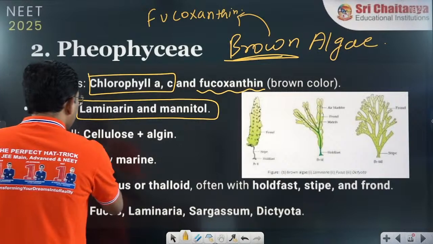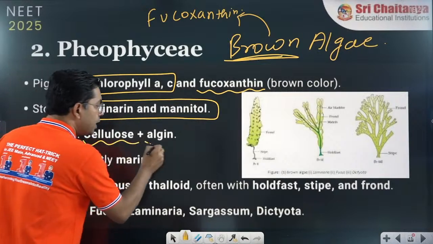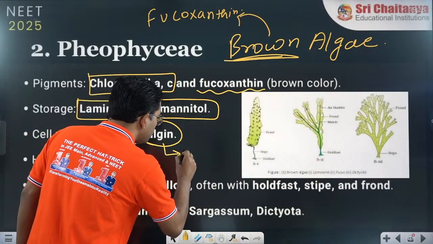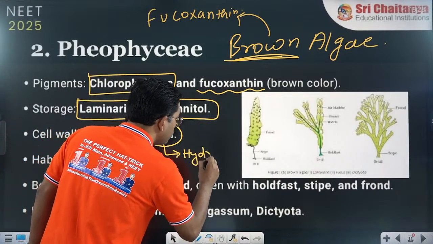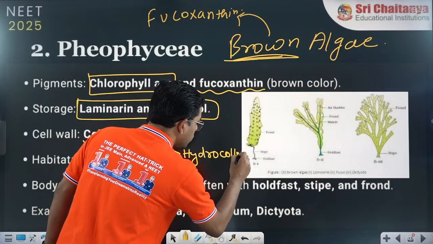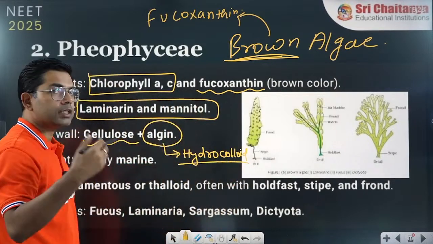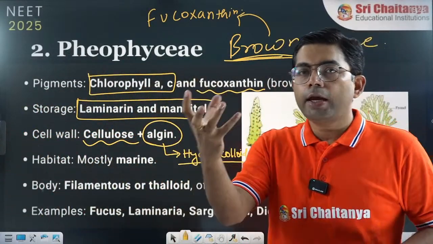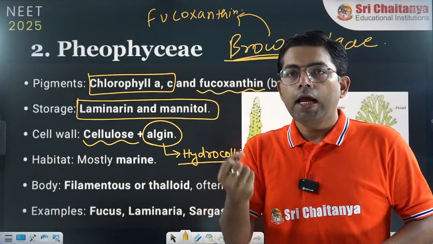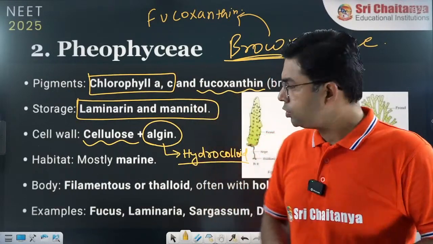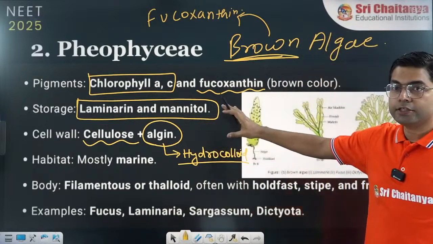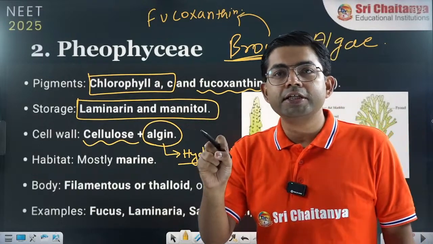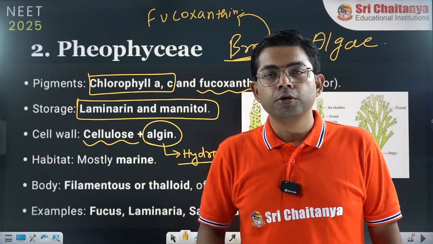Now cell wall is made up of cellulose, but along with it there is algin. Algin is called a hydrocolloid. Now a question will be in your mind, what is a hydrocolloid? A hydrocolloid is a substance which absorbs moisture and gives a jelly appearance. Actually, this algin is obtained from brown algae and it is used in the ice cream which you eat.